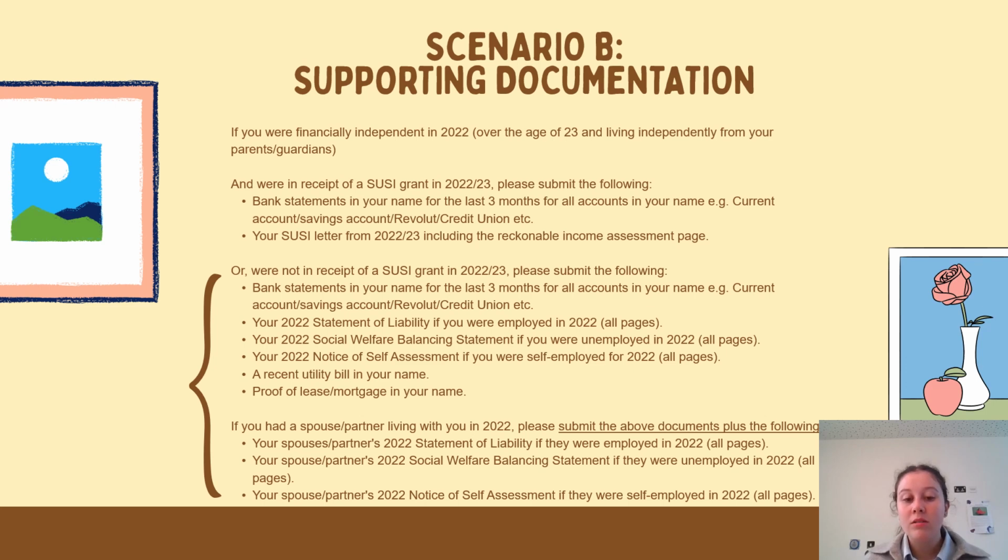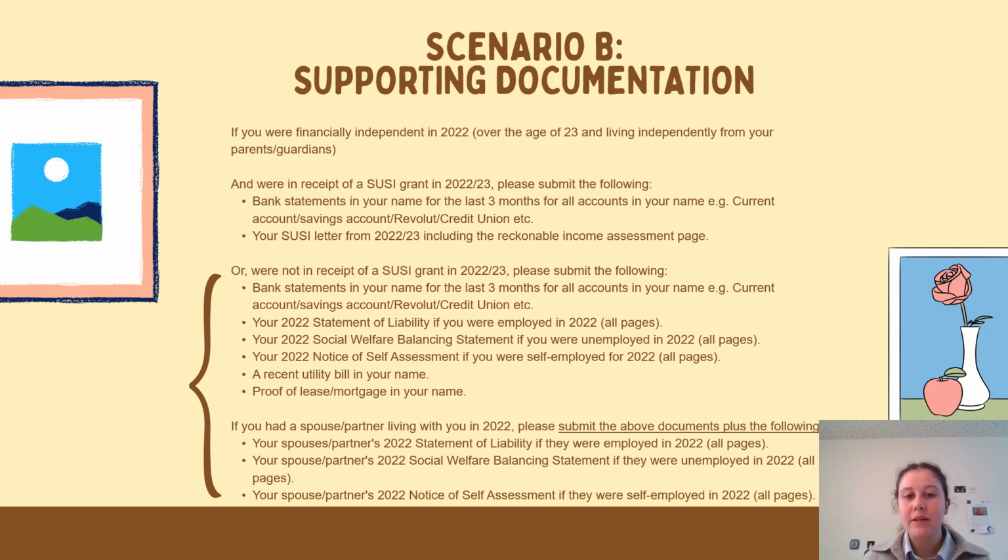Also, if you had a spouse or partner living with you, I'll also need their financial documents. So I'll need their statement of liability for 2022 if they were working. I'll need their social welfare balancing statement for 2022 if they were on social welfare. And I'll need their notice of self-assessment if they were self-employed in 2022.